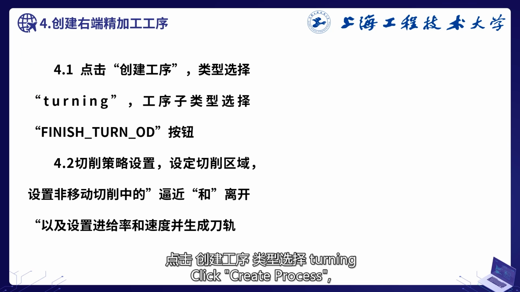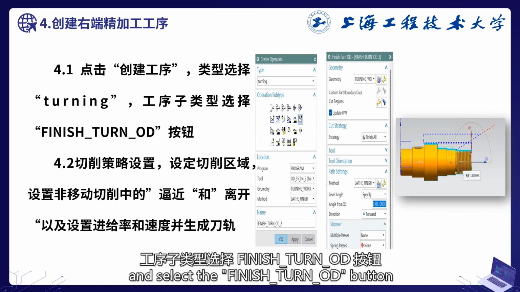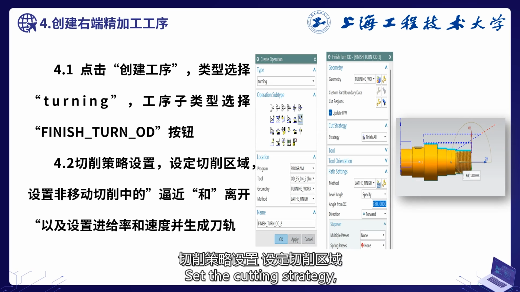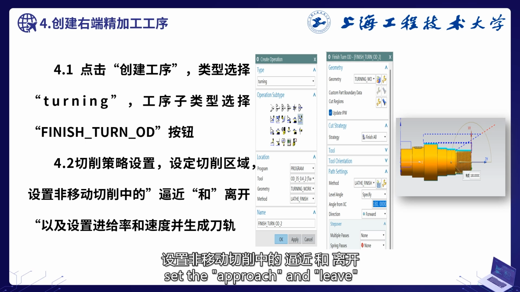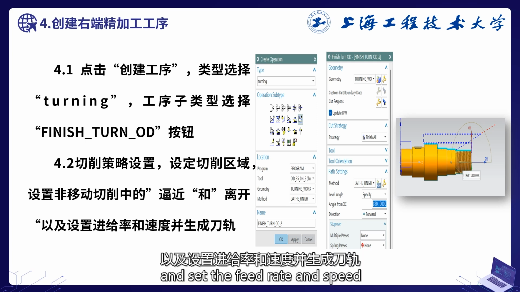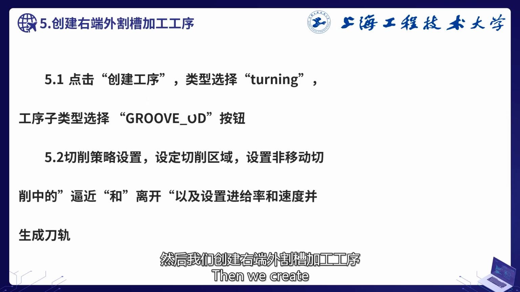Next, we create the right end finish machining process. Click Create Process. Select Turning for the type, and select the Finish Turn OD button for the process subtype. Set the cutting strategy. Set the cutting area. Set the approach and leave in the non-moving cutting, and set the feed rate and speed, and generate the tool path.